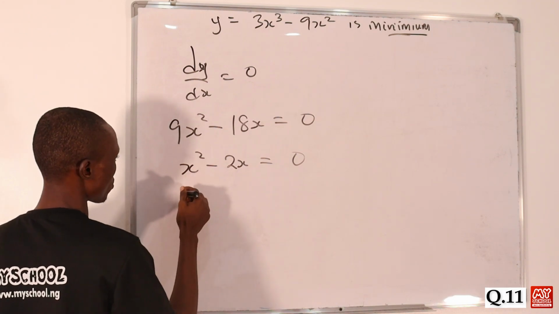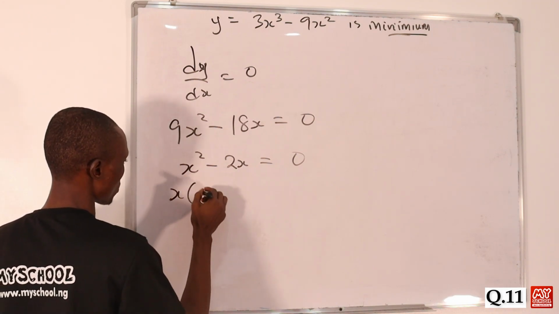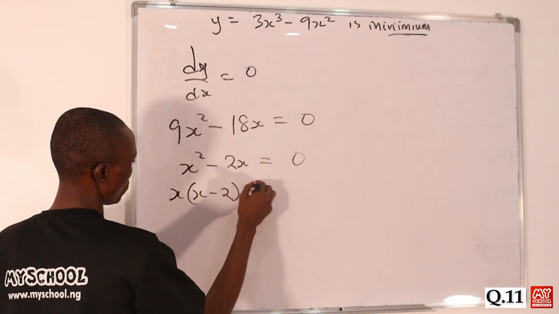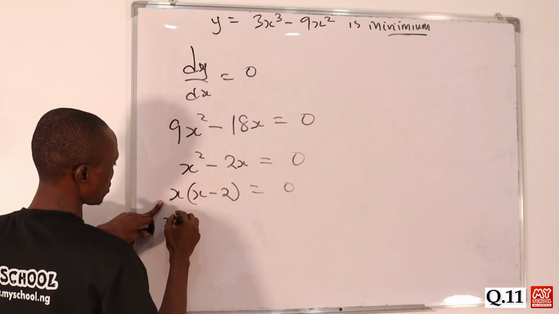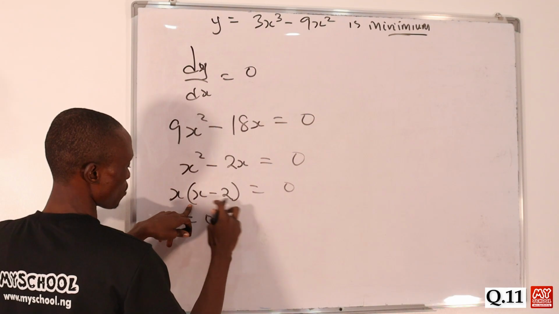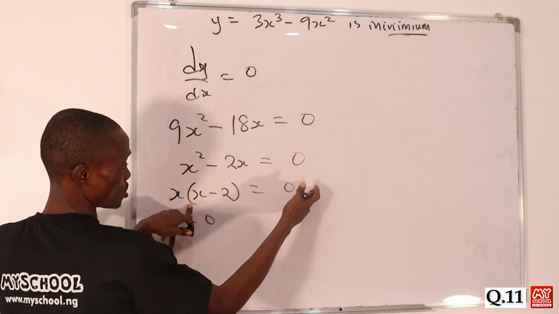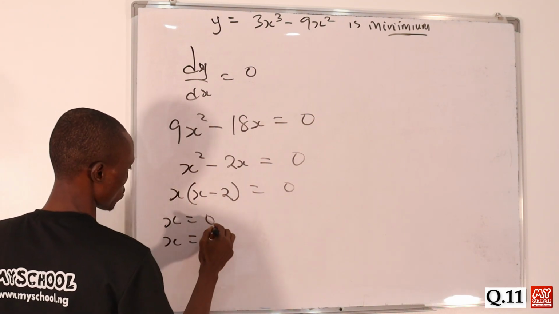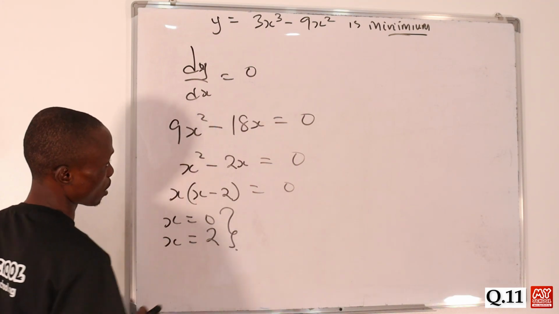So here we just factorize. So x will come out so that x minus 2 will be equals to 0. So here x is equals to 0, and what we have in this bracket will be x minus 2 is equals to 0, so that x is equals to 2. So these are the critical points, okay?